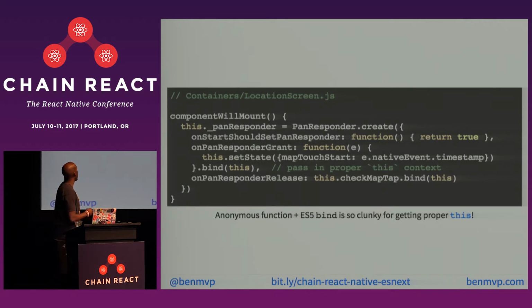So the pan responder has onStartShouldSetPanResponder, onPanResponderGrant, onPanResponderRelease, very verbose names, and those are all events that you apply or pass callback functions to, so anonymous functions. So you can see for this first one, we're just returning true in the function. But in this second one, we have an anonymous function. It takes in an event, and we want to call this.setState inside of that function. So as a result, because it's an anonymous function, we have to pass in this context that we want by calling bind. Otherwise, inside of this function, this would be undefined.